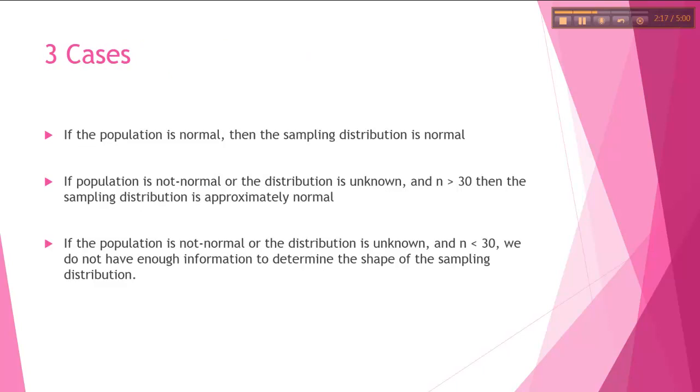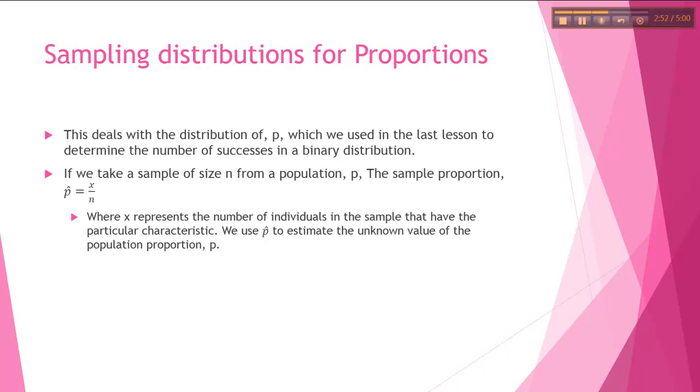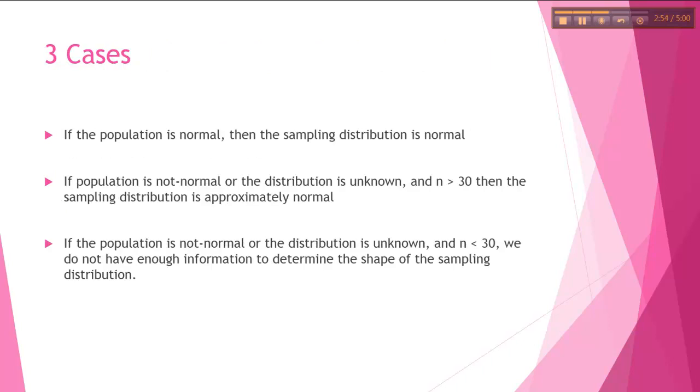So when we're talking about the central limit theorem and how the sample means are going to be distributed, we know that if the population is normal, then the sampling distribution will be normal. If the population is not normal, or the distribution is unknown, and the sample size is greater than 30, then we can say that the sampling distribution is approximately normal. And if the population is not normal, or the distribution is unknown, and the sample size is less than 30, we do not have enough information to determine the shape of the sampling distribution. So that's for the mean.